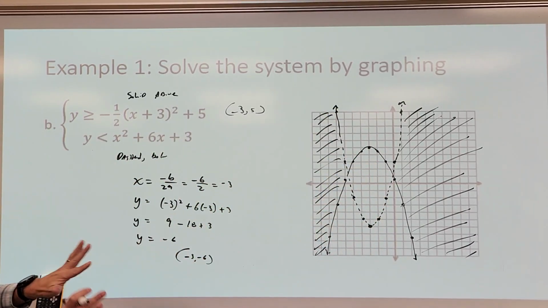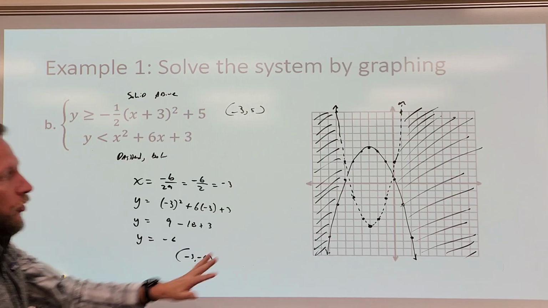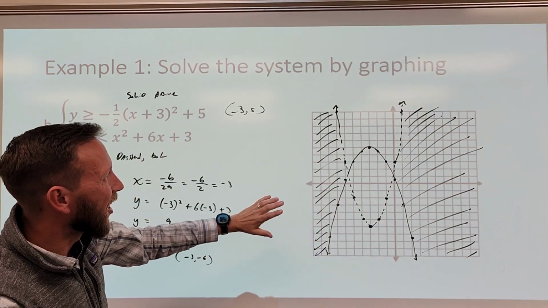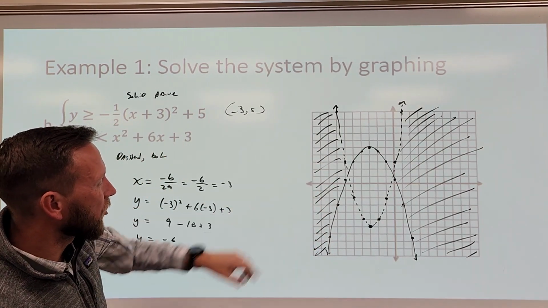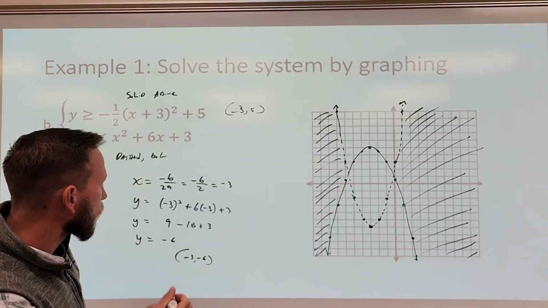If we're doing color coding, that's totally fine with me. Your whole thing is going to be shaded in, right? And so you're going to want to make sure that you can see where they overlap.